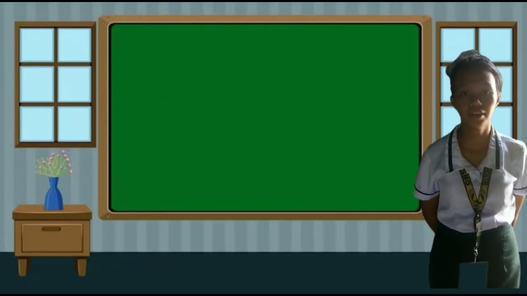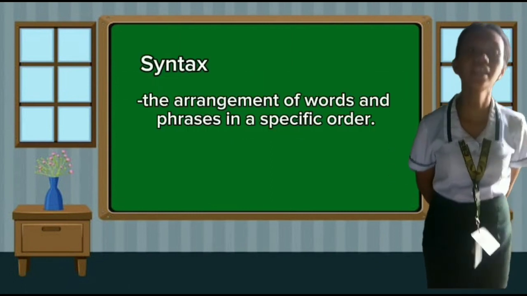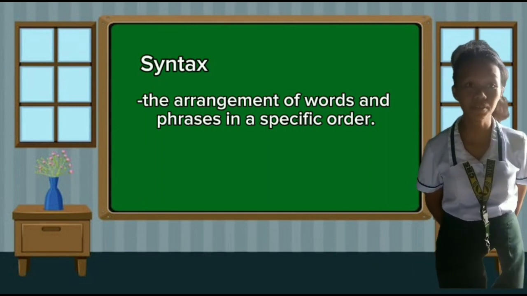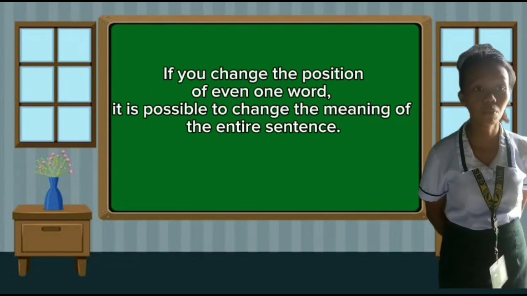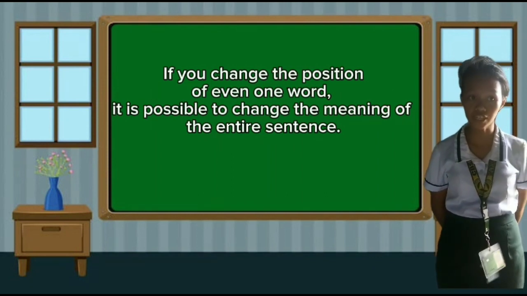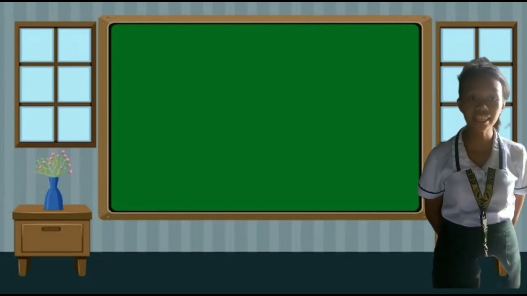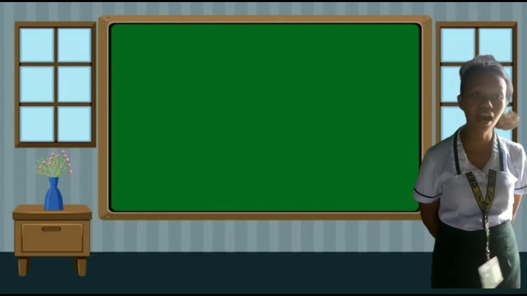Our topic for today is components of language syntax. Syntax in English is the arrangement of words and phrases in a specific order. If you change the position of even one word, it's possible to change the meaning of the entire sentence. Notice how moving the word only changes the meaning of the entire sentence. Keep in mind that only can be an adjective or an adverb.